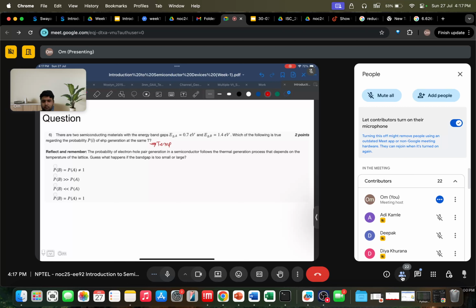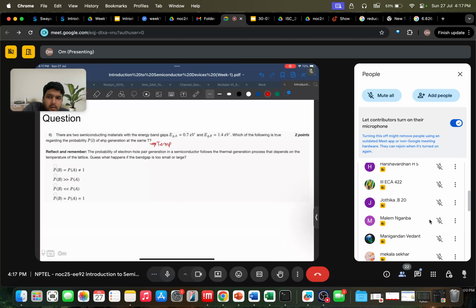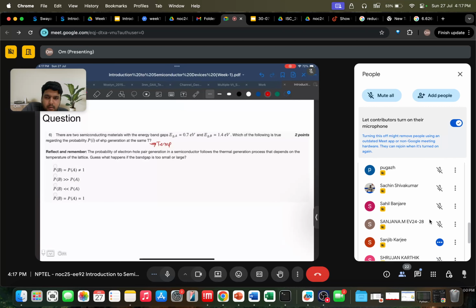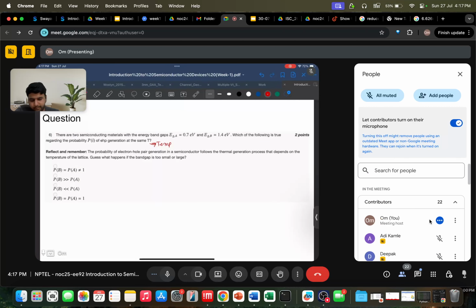For C part, PB equal to PA. Sorry, can you repeat? Yeah, it should be C. Yes, sir. The probability at B should be less than the probability at A. Right, C. So this is simply based on the relation, proportional to e to the power of minus Eg by kT, right?